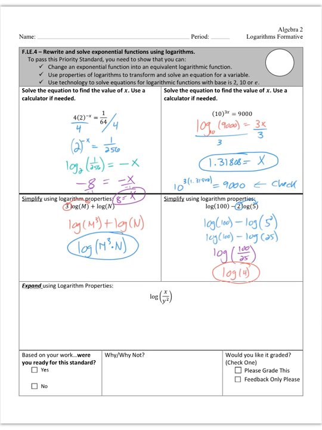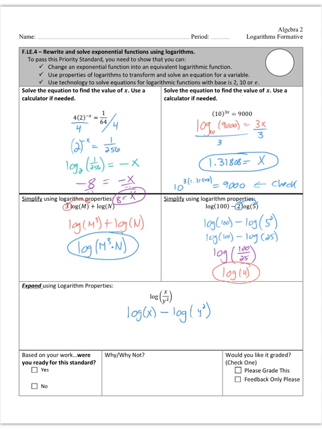Finally, this last one is expanding using the logarithm properties. Now, this is just doing the same thing we did up here, but going backwards. So instead of giving you the expanded version and making you condense it, I'm going to give you the simplified version and make you expand it back out as much as possible. With division on the inside, I know that becomes 2 logs. So I've got log of x minus log of y squared.